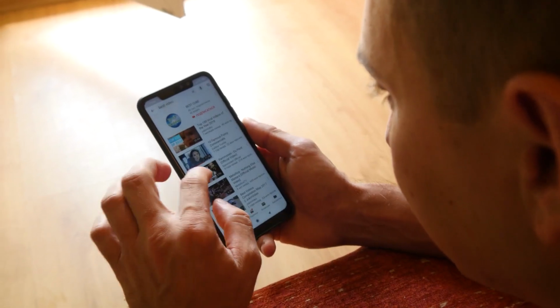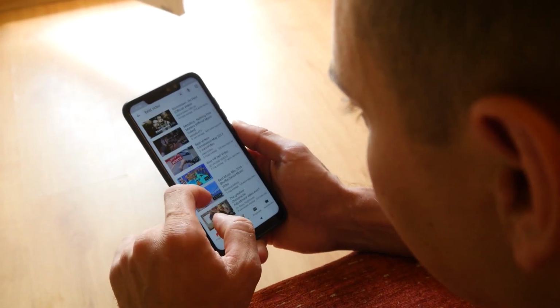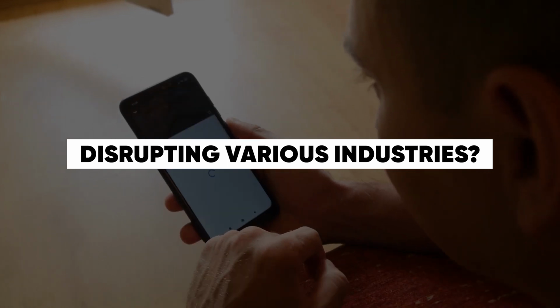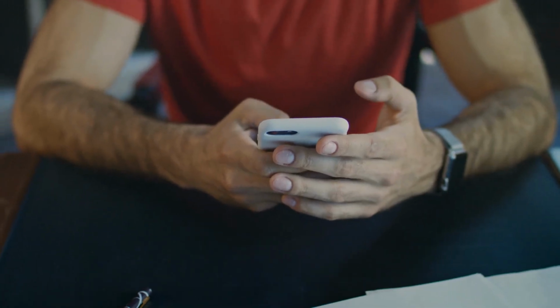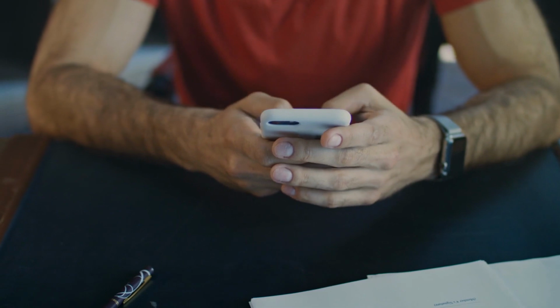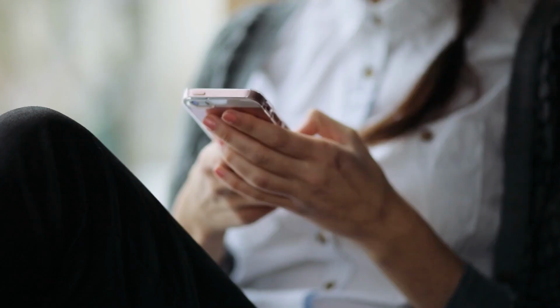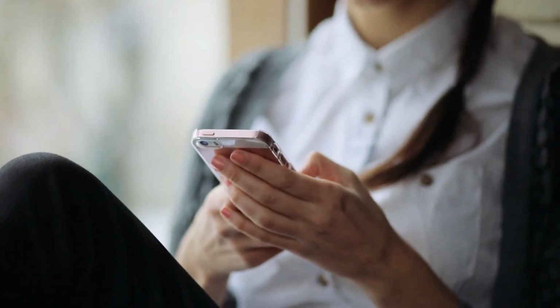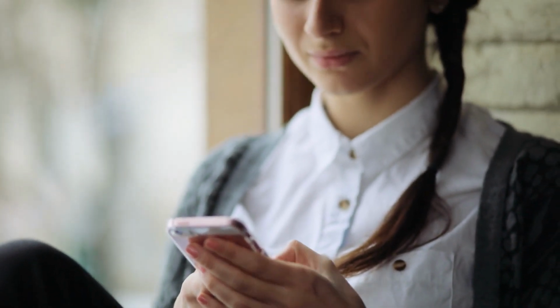So, you might be asking yourselves the question, is the Super App disrupting various industries? The answer is yes. Super Apps are fully functional mobile platforms that provide a variety of services. By providing customers with convenient and seamless experiences throughout a single app, they are disrupting numerous sectors.